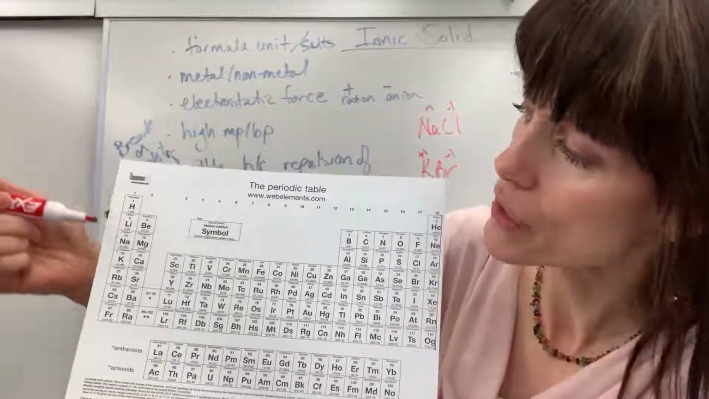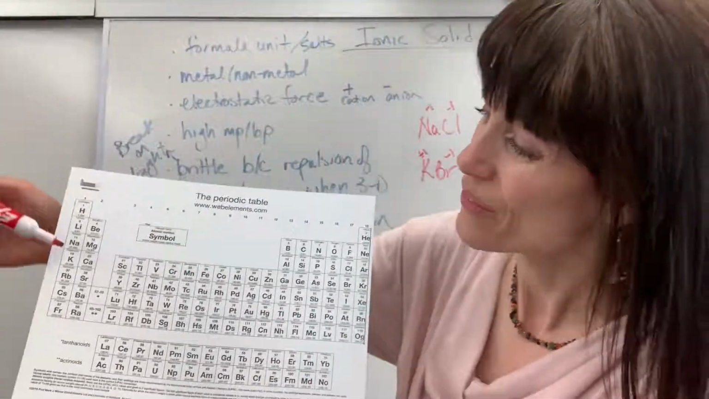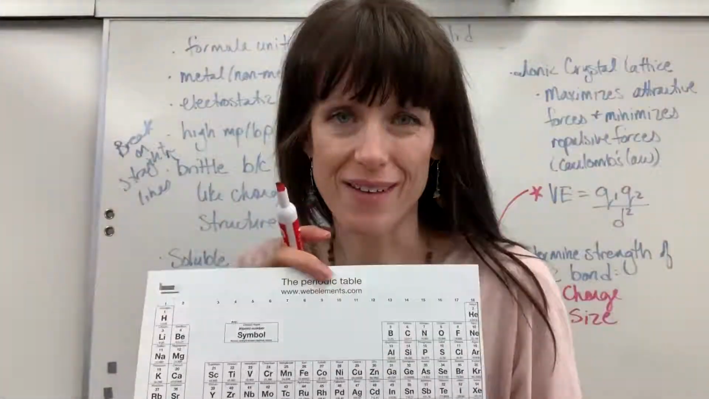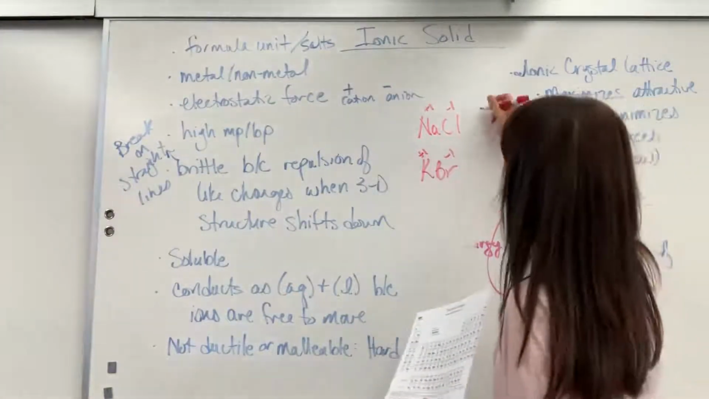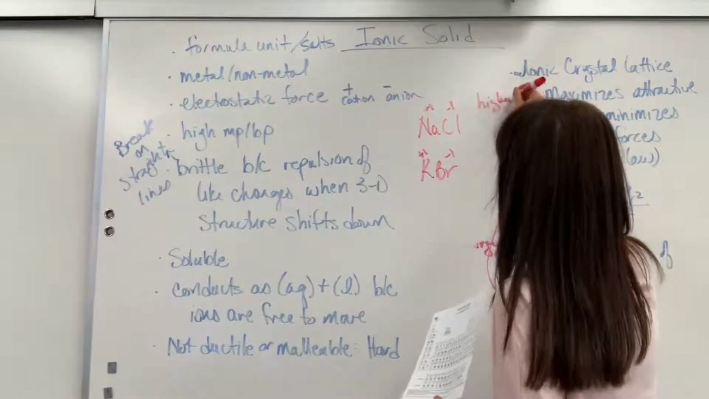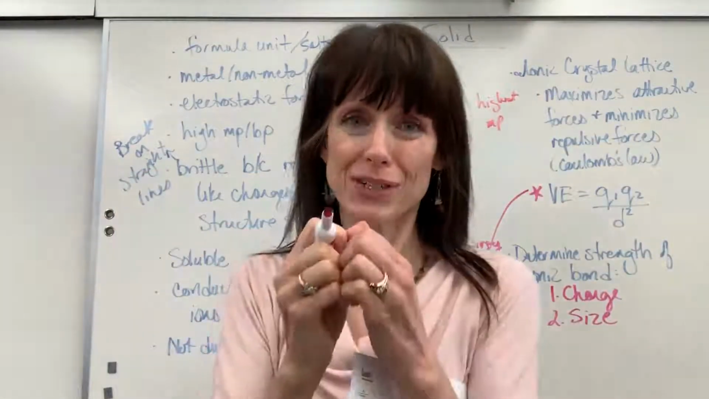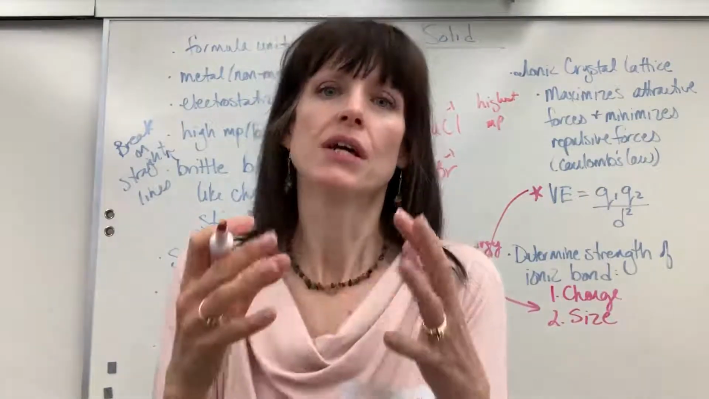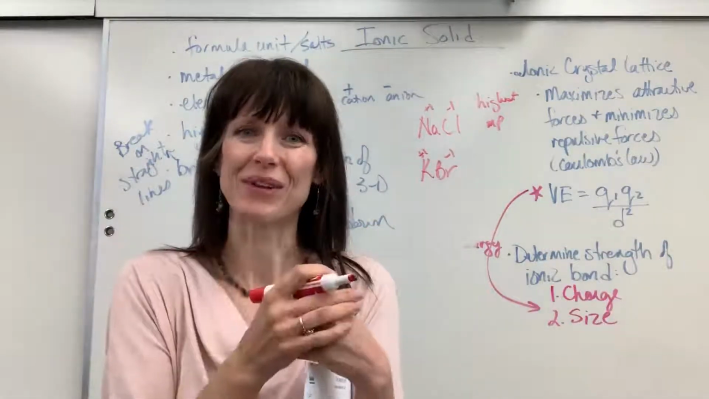So let's look. Here's sodium, it's in period 3. Chlorine is in period 3. And then we've got potassium period 4, bromine period 4. So which one's smaller? It's the sodium chloride. So this would have the highest melting point because it's going to have the greatest energy, the greatest Coulombic attraction. It's going to take more energy to cause it to change phase from a solid to a liquid.